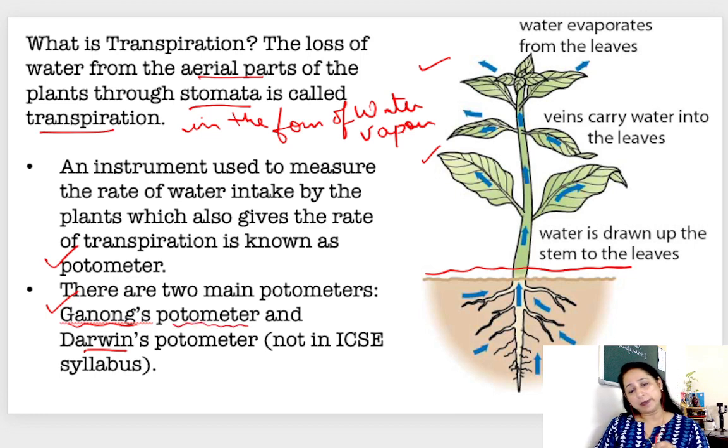We do this experiment in grade 12th also. Darwin's potometer is not there in your syllabus, but its explanation is there. We'll stick to Ganong's potometer in the video.